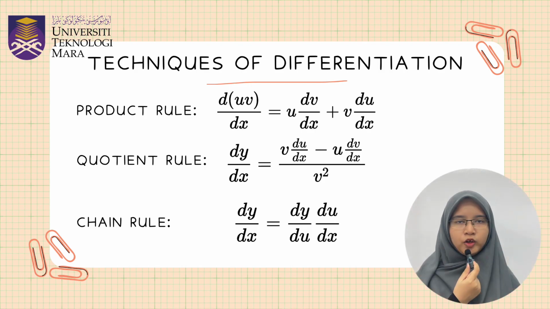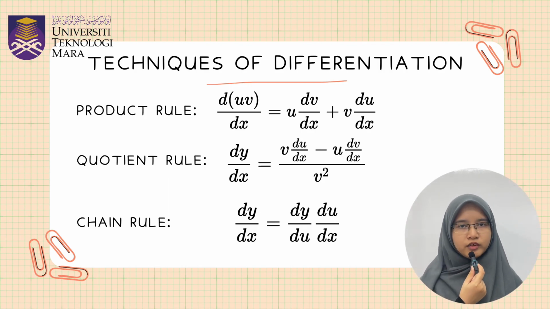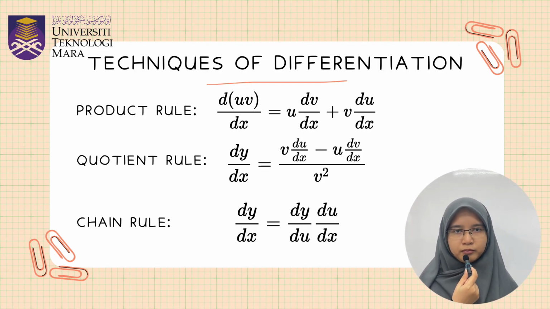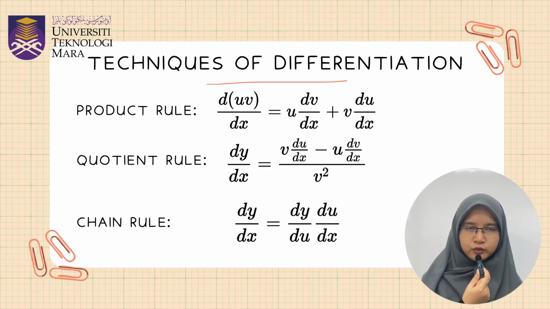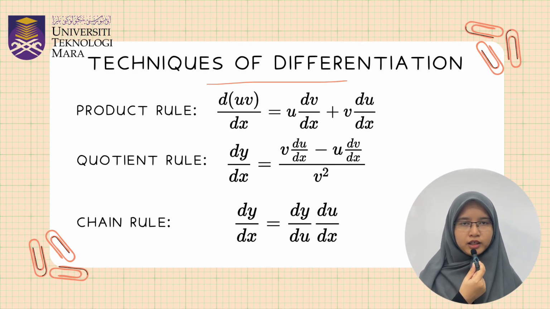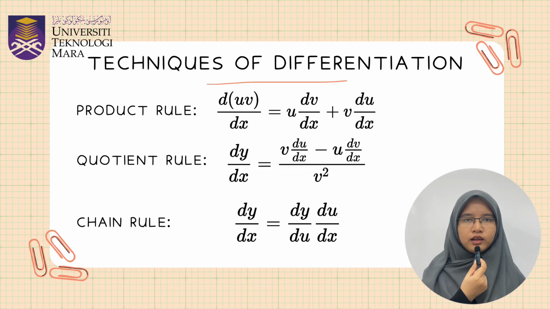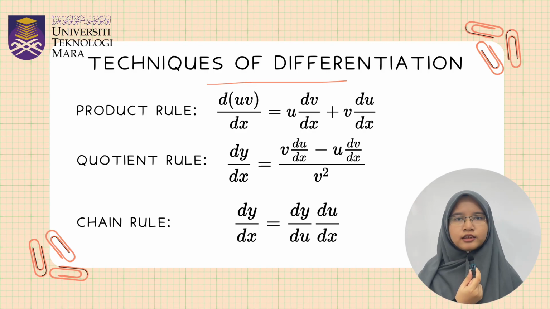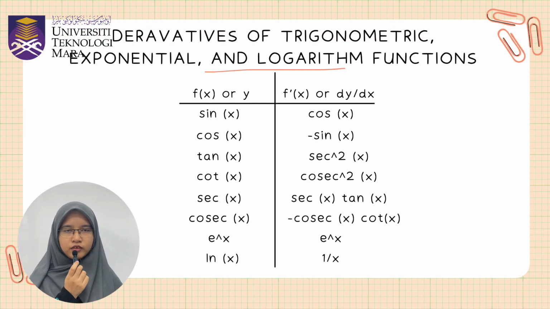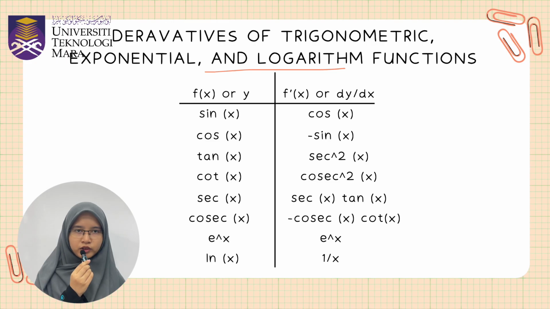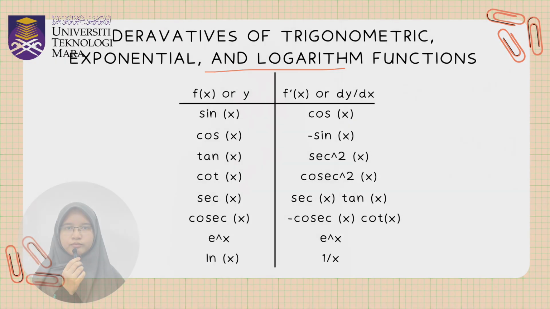Next, we have product rule. How to apply product rule is by using this formula, which is dy over dx equals vu prime plus uv prime. Next, quotient rule. The formula for quotient rule is dy over dx equals vu prime minus uv prime over v squared. Lastly, we have the chain rule. How to apply it is by using the dy over dx formula, which is dy over du times du over dx. And lastly, we have the derivative of trigonometric, logarithm, and exponential. You can read on this table over here.